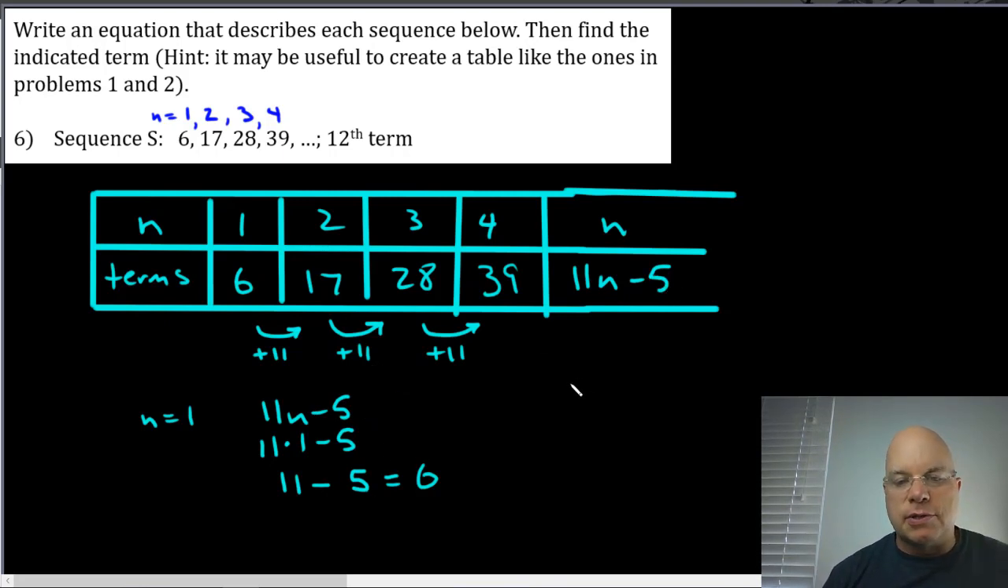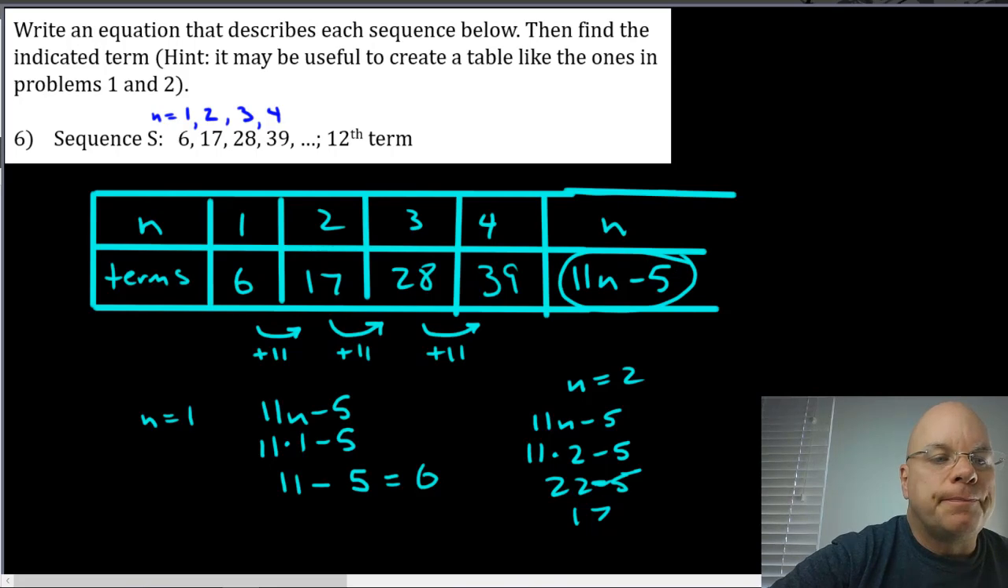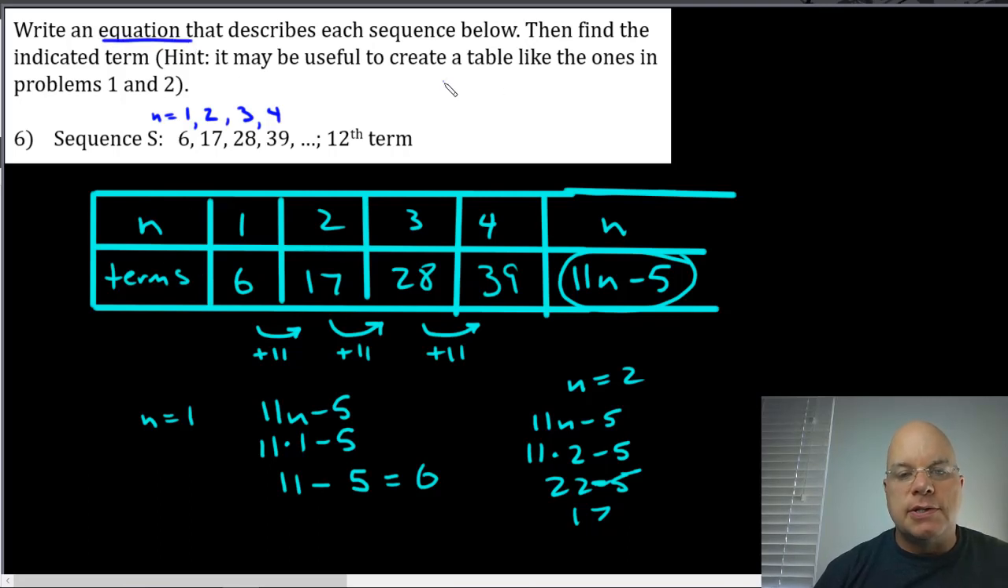But we'll test it. Let's try for when n equals 2. 11n minus 5. So 11 multiplied by 2 minus 5 would be 22 minus 5, and that is 17, which is what we expected it to be. So once we've done that, we know our rule is good. 11n minus 5 is the rule. Since it asks us to write an equation, we should really say t, the term, equals 11n minus 5.